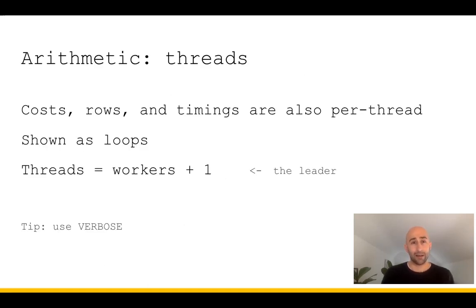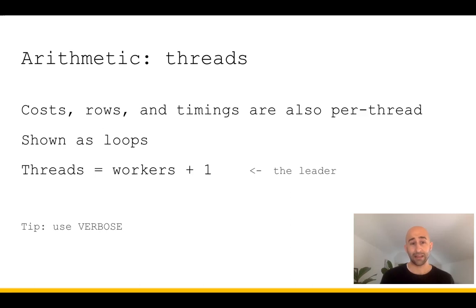Wonderful. So next up are threads. Very similar to loops in that the costs, rows, and timings are all per thread as well. And they are shown as loops, in fact. So the same calculations before apply here. An important additional piece of information that does trip people up from time to time is that the number of workers you see is not the same as the number of threads, because the leader, or the main thread, is not included in that. And I'll show you an example in a moment of how you can work out the main thread statistics.